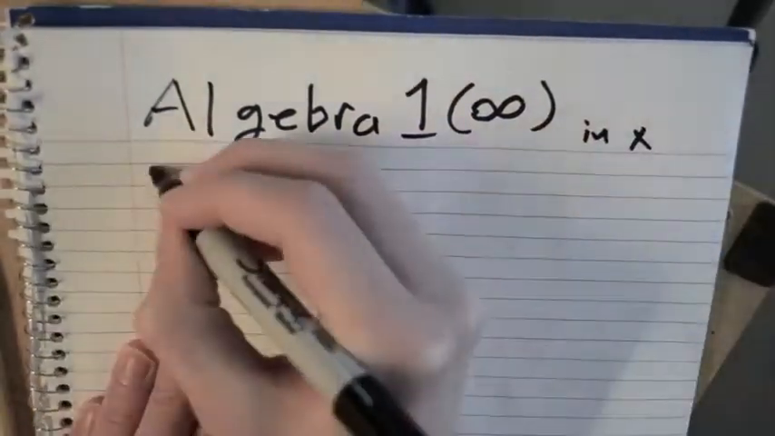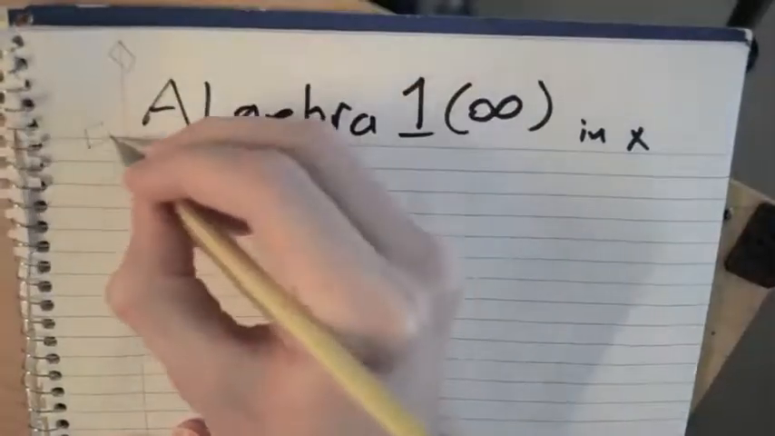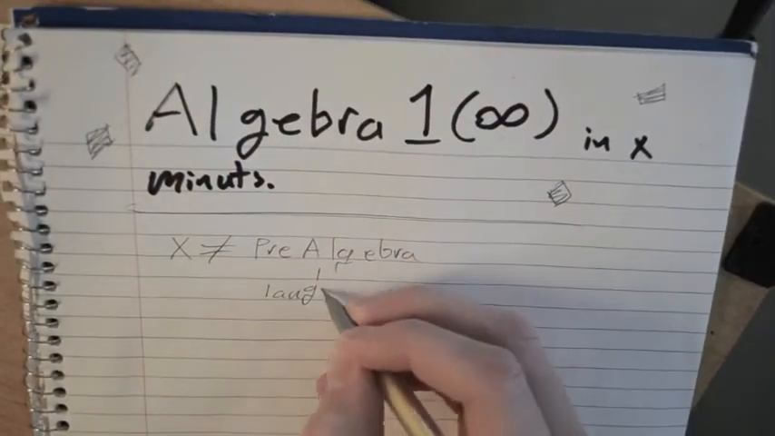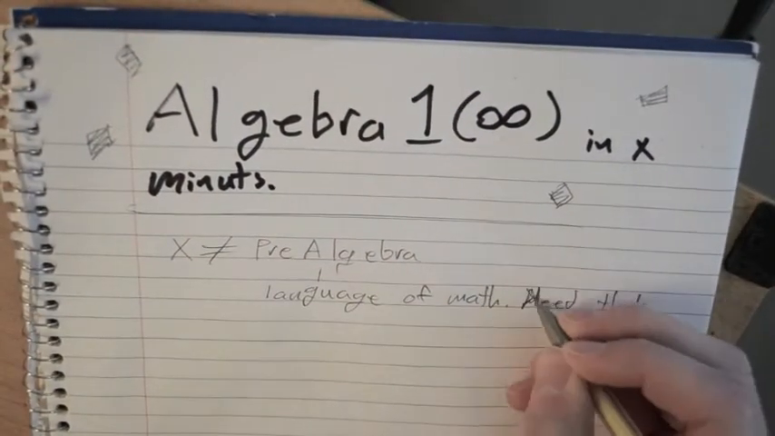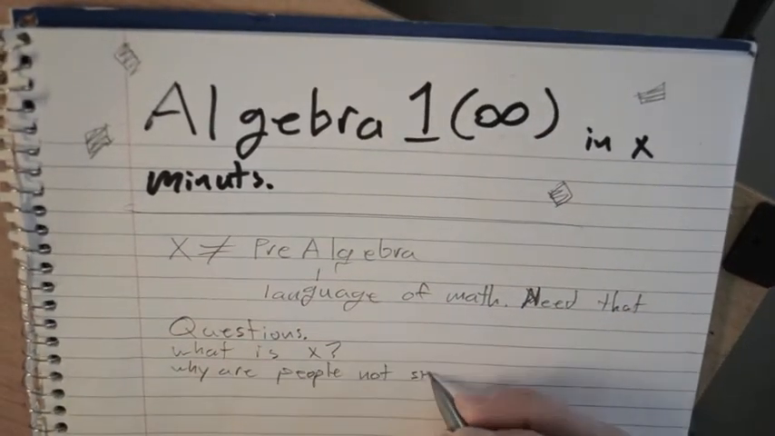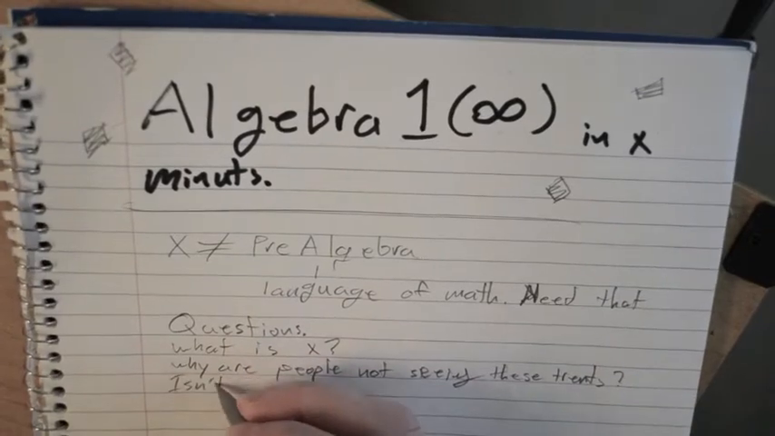Hey, this is Saturday's summarization of Algebra 1 through infinity in x minutes. Note x, the minutes in this video do not equal pre-algebra, because pre-algebra is kind of like the language of math and you need that to understand it. The questions in this video include, what is x, why are people not seeing these trends, and isn't this math we're talking about?